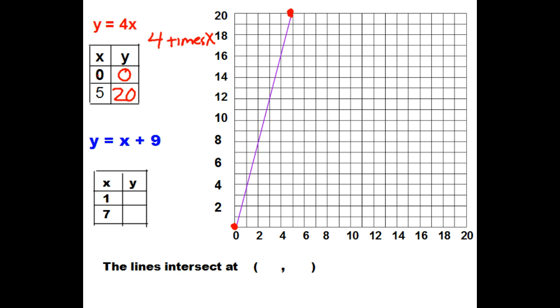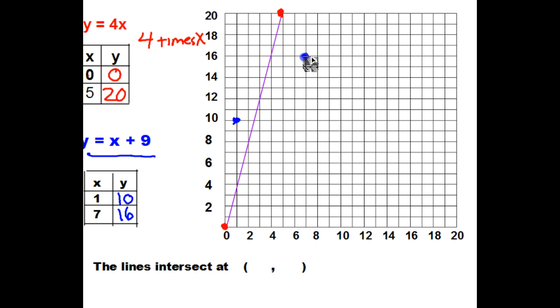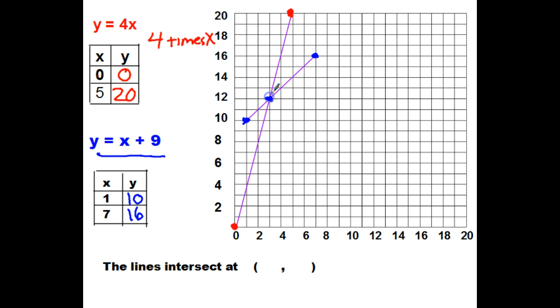And let's try the second line out. y equals x plus 9. Put a 1 in for x. 1 plus 9 equals 10. Put a 7 in for x. 7 plus 9 is 16. So let's see, 1, 10: 1 to the right and up 10. 7, 16: 7 to the right and up 16. And let's see where these guys cross. Looks like I'm pretty much on a spot again. Right there, which is at 3 to the right and up 12.